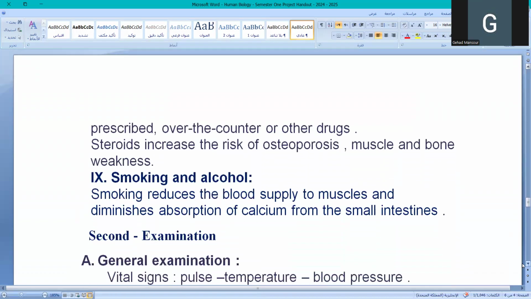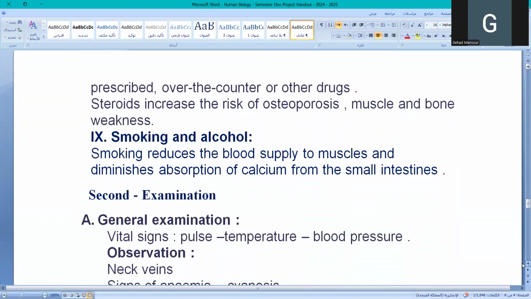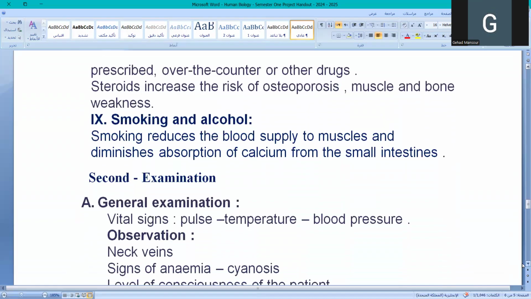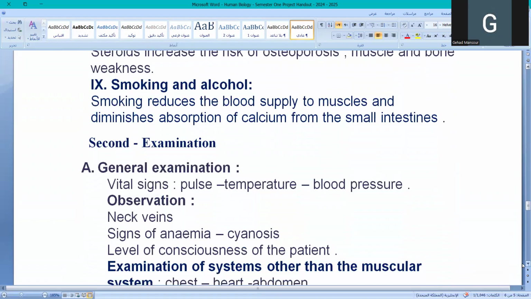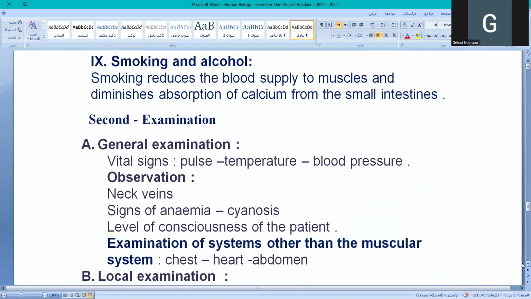Smoking and alcohol: you have to ask the patient if he is a smoker or not. And if he is a smoker, you have to ask him how many cigarettes per day he smokes, because if he is a heavy smoker, this heavy smoking might result in severe vasoconstriction of the arterioles of the limbs and might result in symptoms like intermittent claudication or intermittent limping due to severe pain after having walked for a few steps and so on.